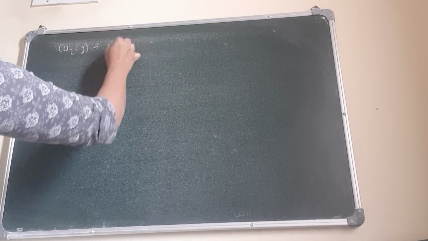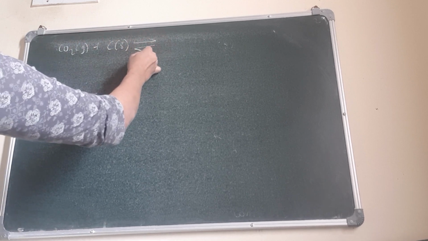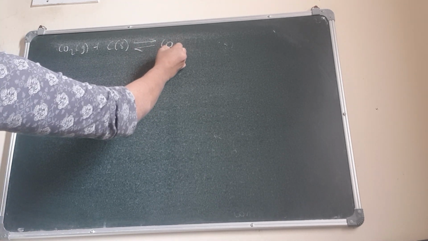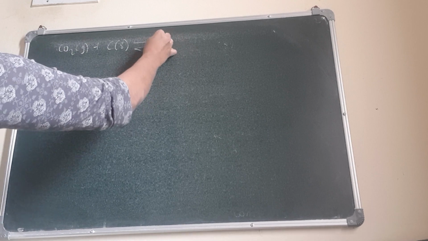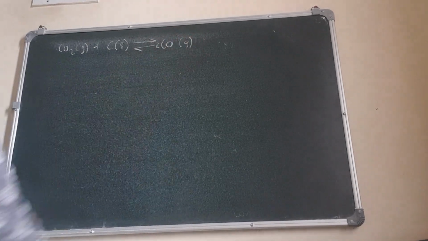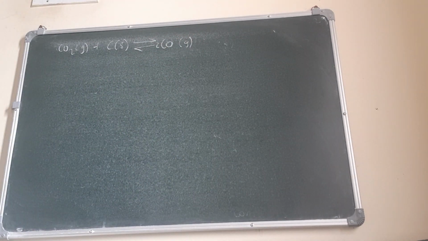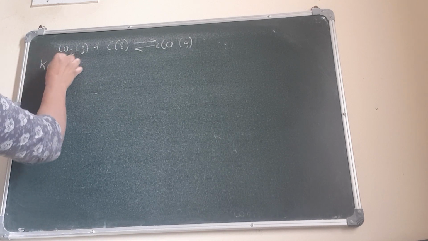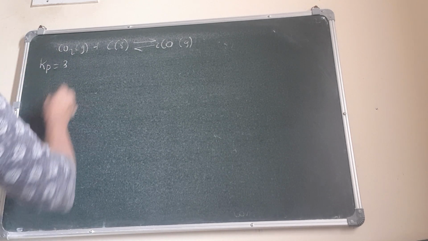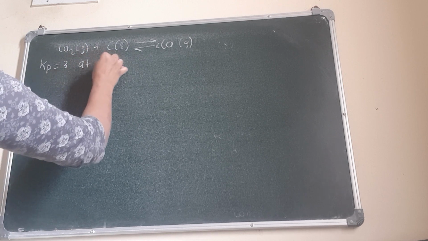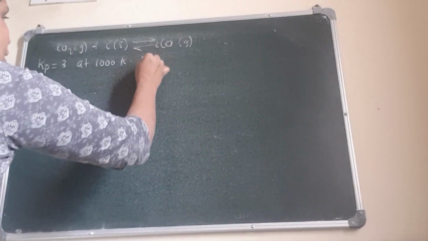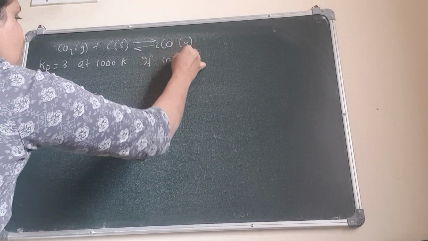Carbon dioxide plus carbon, the solid, that is graphite, giving you 2 moles of carbon monoxide, which is a gas. Okay, so this is the reaction that is given to you, and Kp for this reaction is 3, that's given to you at 1000 Kelvin. It's the temperature. You can just read the question in your textbook.